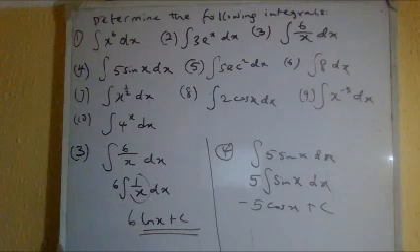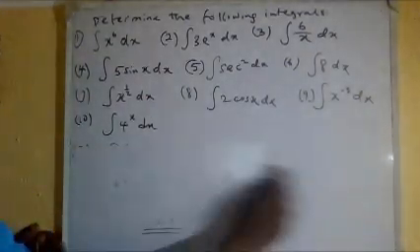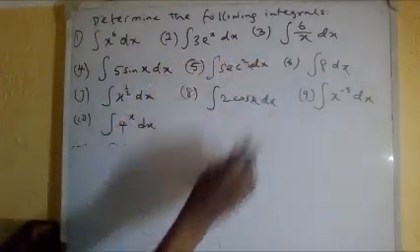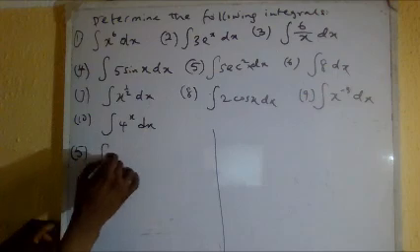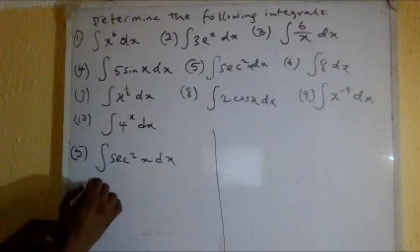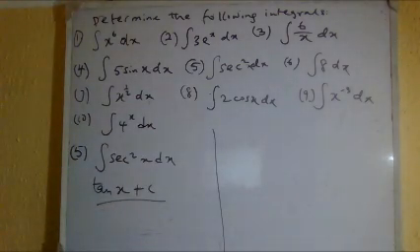The next one is sec square. Number 5, integrate sec square x dx. You know the integral of sec square x is tan x plus c. Understand? This is how we're just doing the ABCs of integration. Okay, the next one is number 6.